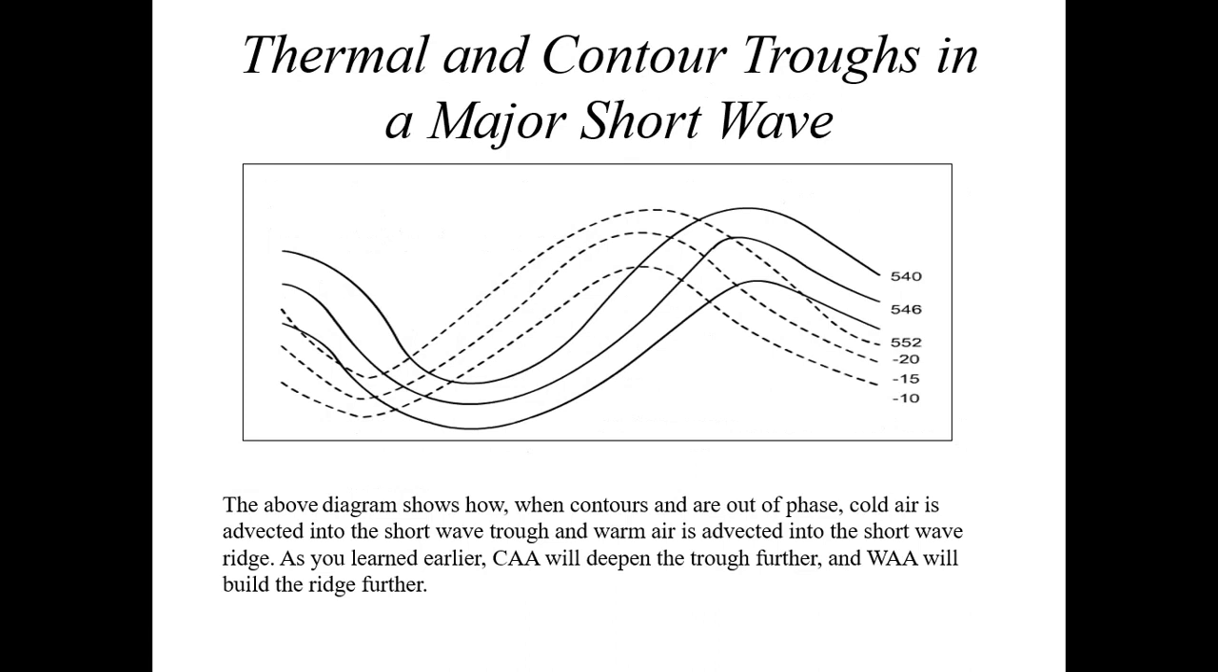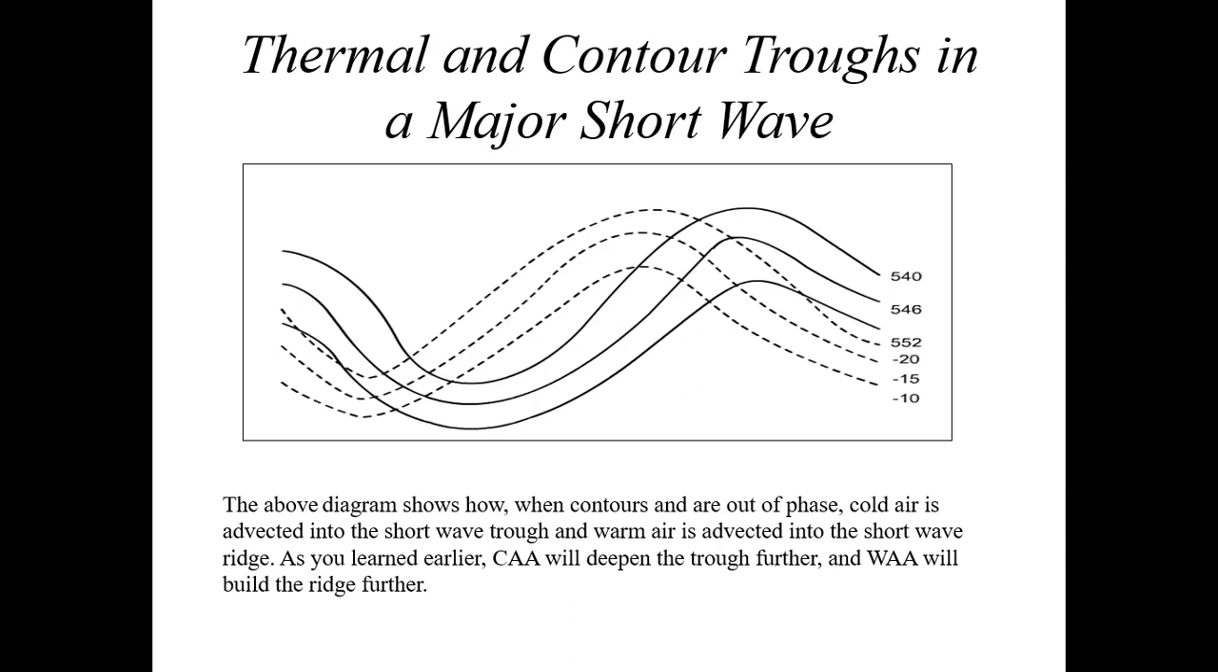Here's an example of thermal and contour troughs in a major shortwave. And whenever we're talking about baroclinic waves or baroclinic systems, we're talking about an out-of-phase relationship. So in this case, the dashed dark lines represent your lines of equal temperature, or isotherms. And notice that our isotherms are labeled -10, -15, and -20 degrees Celsius. And then we have the solid black lines which indicate your geopotential height, or height contours in the atmosphere. And they're represented by the values 540, 546, and 552.